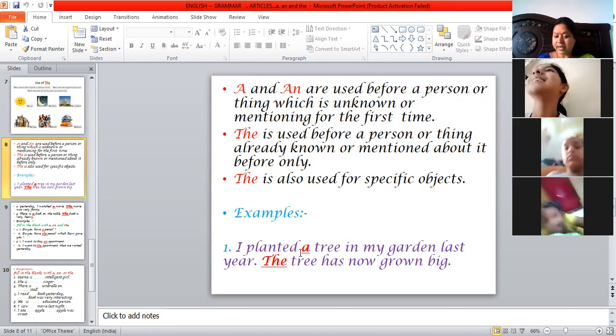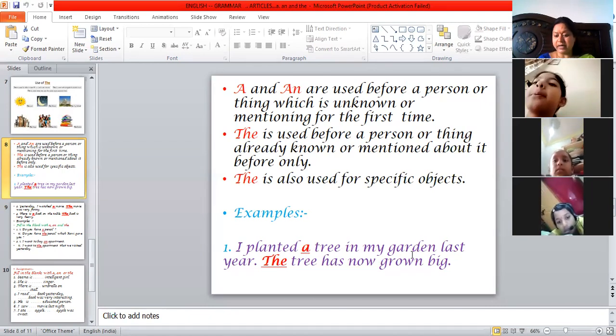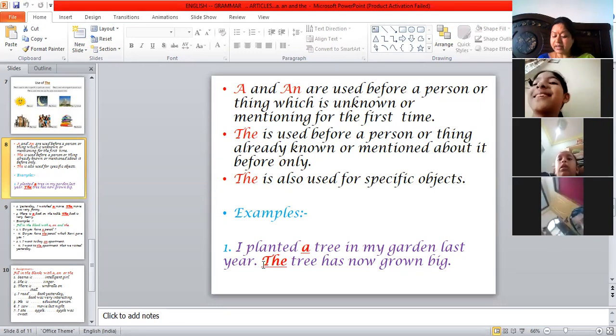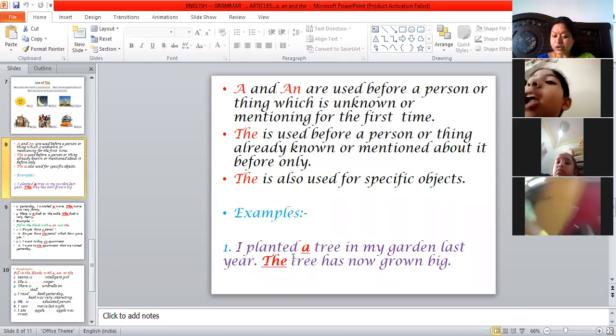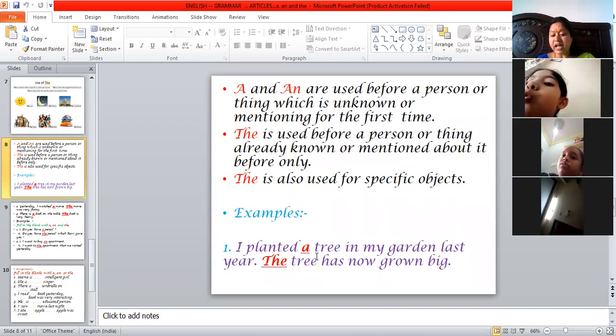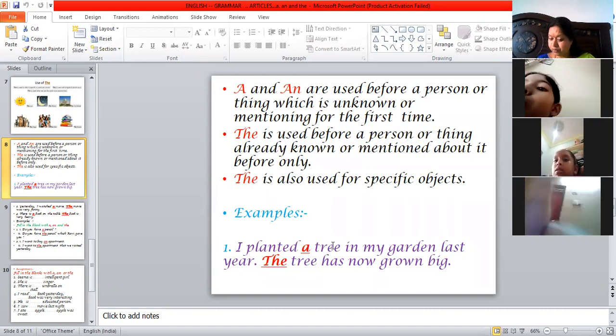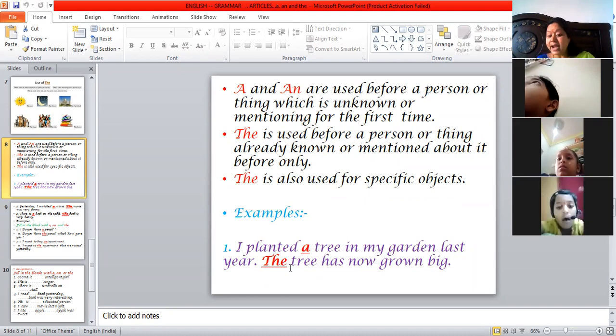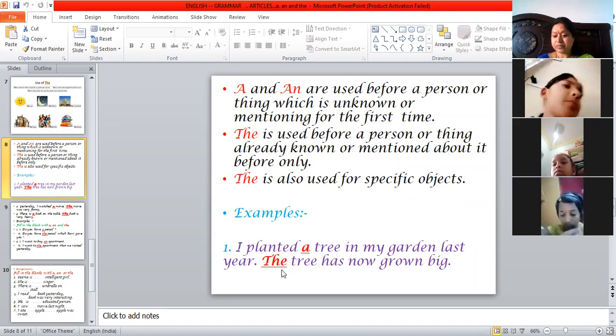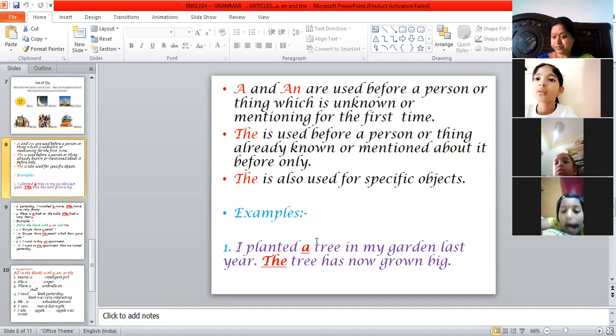So, I planted a tree in my garden last year. Now, again, the sentence is continuing. Dash tree has now grown big. That means we already talked about this tree. Already I have introduced this noun to you. So that's why, again, in the second sentence, you should not write a tree has grown big. You should write the. Why? Because already this noun is introduced.